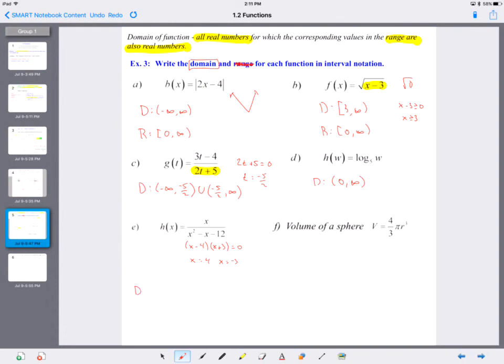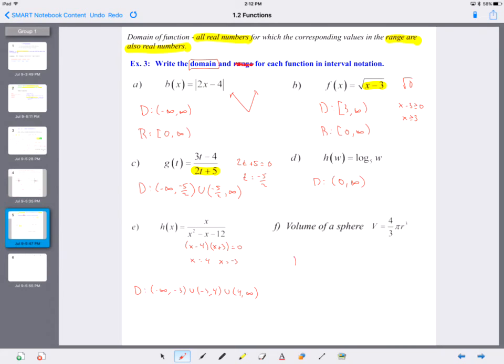Now this one's going to look a little crazy because of the two restrictions. So you're going to have to go from negative infinity to negative 3, union negative 3 to 4, union 4 to infinity. So all real numbers basically excluding negative 3 and 4.